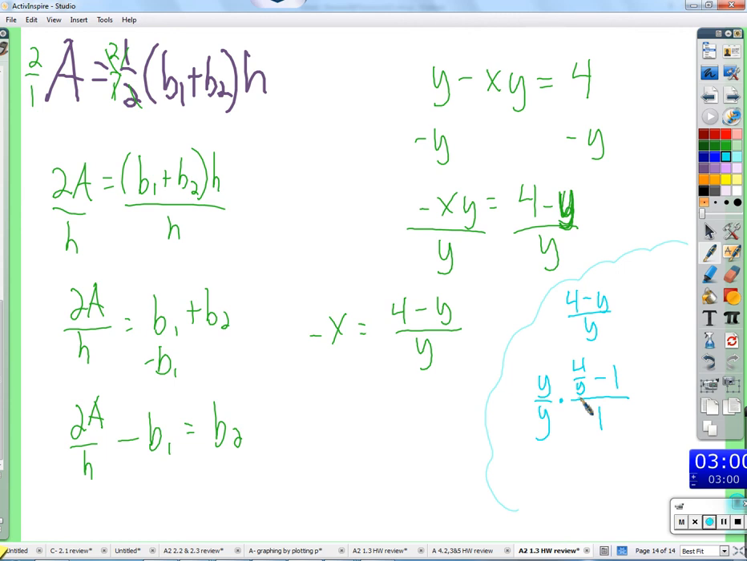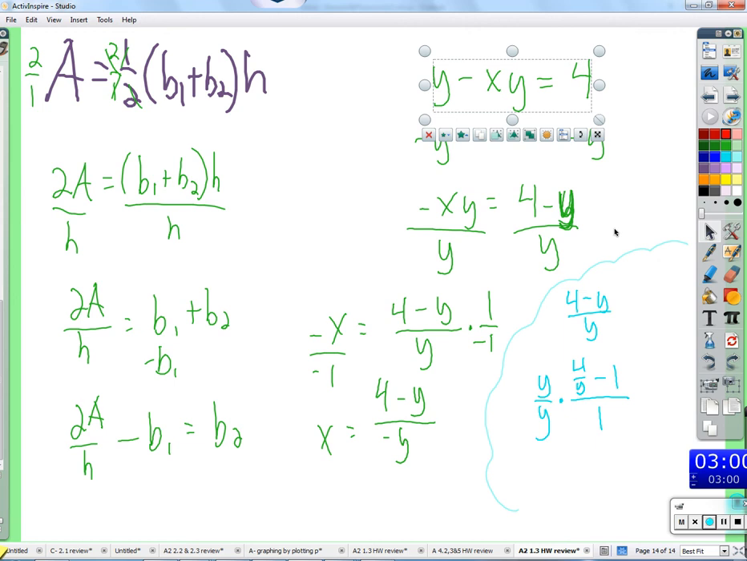Now what do we do about this? It's not x, right? We haven't solved for x. Divide each side by negative 1. We'll divide this by negative 1, or multiply by 1 over negative 1, or whatever you want to do, anything to change the sign of this guy. Multiply by negative 1, divide by negative 1. So you get 4 minus y over negative y, or y minus 4 over positive y. Solved for x.